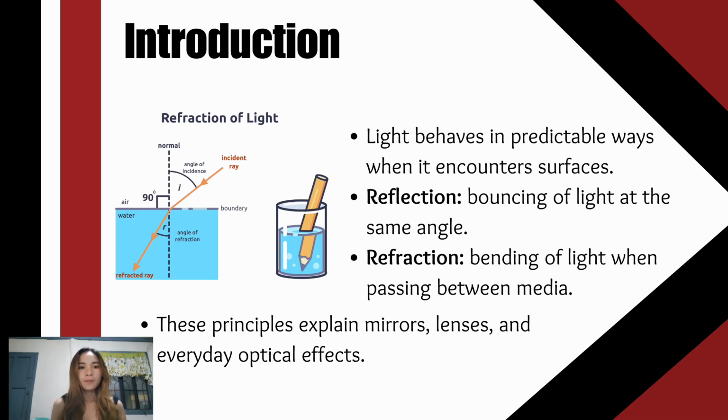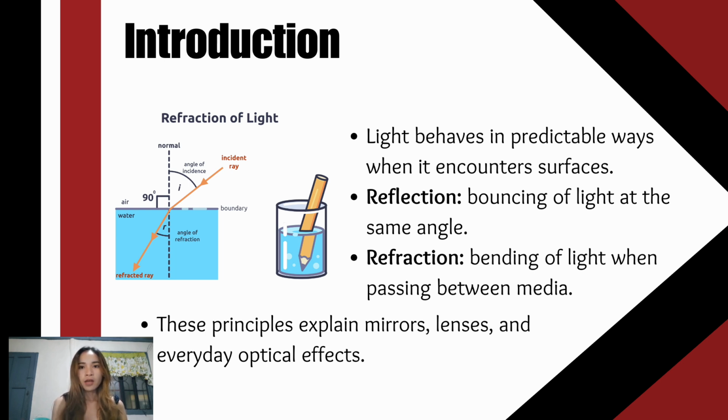Refraction, on the other hand, is when light bends as it passes from one material to another. For example, objects underwater appear closer or bent because light slows down and changes its direction. So these two behaviors, reflection and refraction, are important because they explain why mirrors, lenses, and even things we see every day appear the way they do.